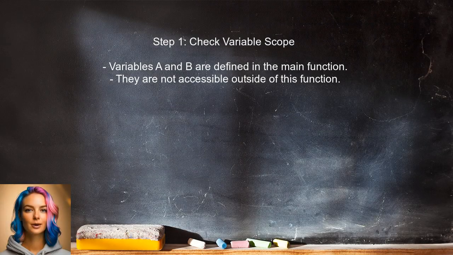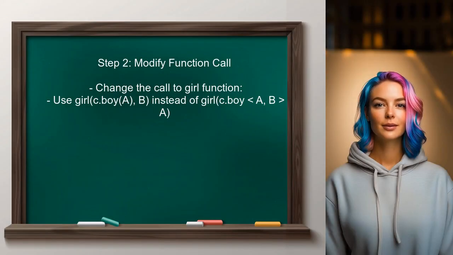To resolve the unresolved reference errors, the user should first check the scope of the variables A and B. These variables are defined within the main function, so they are not accessible outside of it. Next, the user should modify the call to the girl function. Instead of trying to access A and B directly, they can pass the values of A and B as parameters to the girl function.